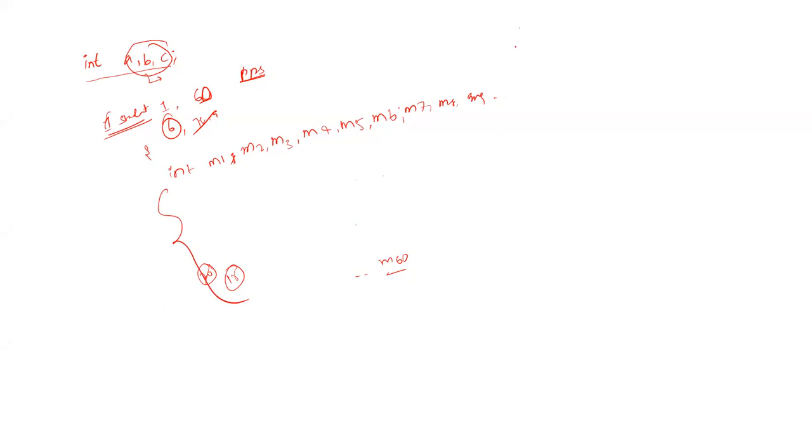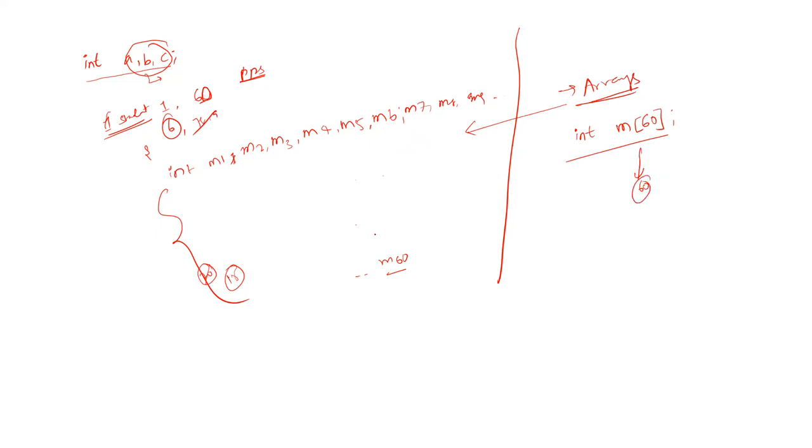The solution itself is arrays. It is array, okay. Array is one of the solutions to decrease this much program to one statement. See, I'm going to decrease it to one statement. How? int M of 60. Done. I have created 60 variables.